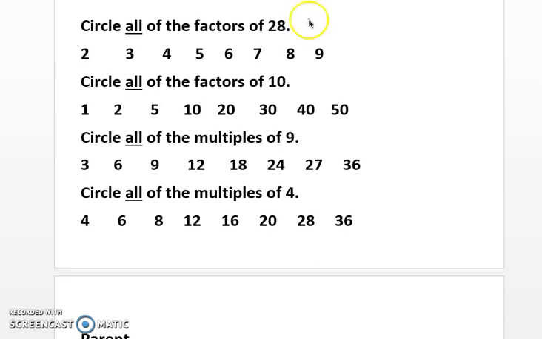So factors, I start with 1. 1 times what equals 28? 1 times 28. Can I do 2? Yep, because it's even. So 2 times 14. 3 does not come out on 28. 4, yep. Know your 4s. 4 times 7. 5 does not work. 6 does not work. So these are all of the factors of 28.